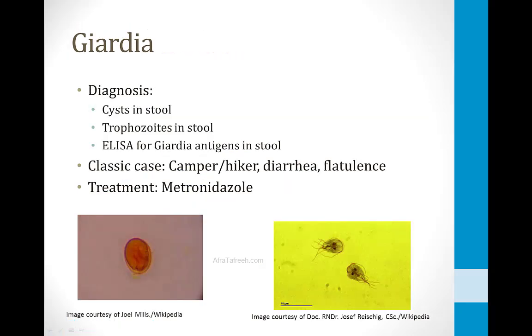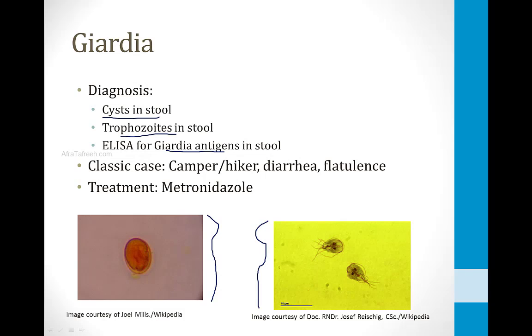The way you diagnose Giardia is by finding cysts in the stool or trophozoites in the stool. You can also do an ELISA test for Giardia antigens. This is a picture of a Giardia cyst down here on the left, and you can see it looks like a tiny egg. And these are the trophozoites over here on the right, and they have multiple flagella that they use to move around on the slide.